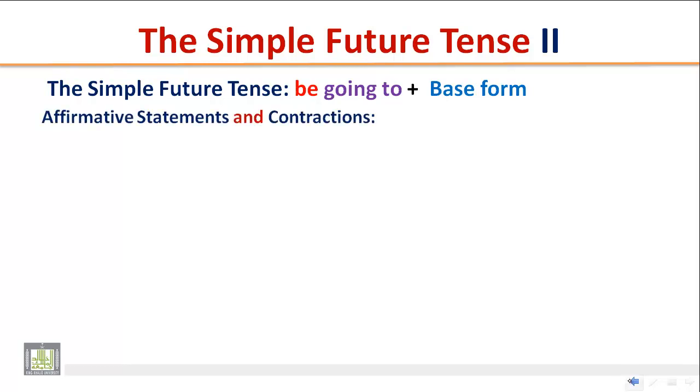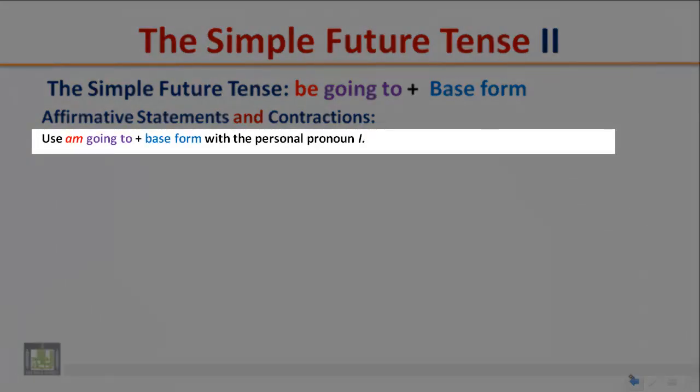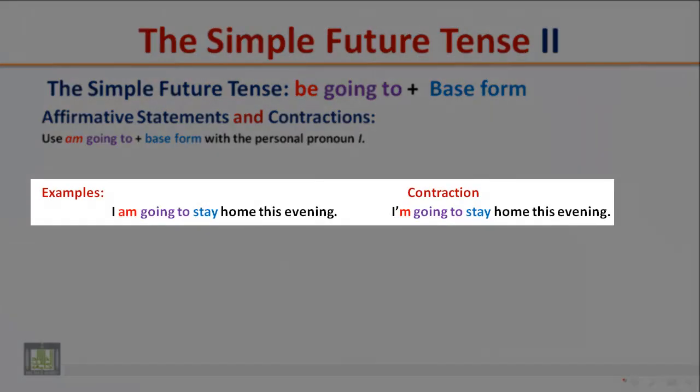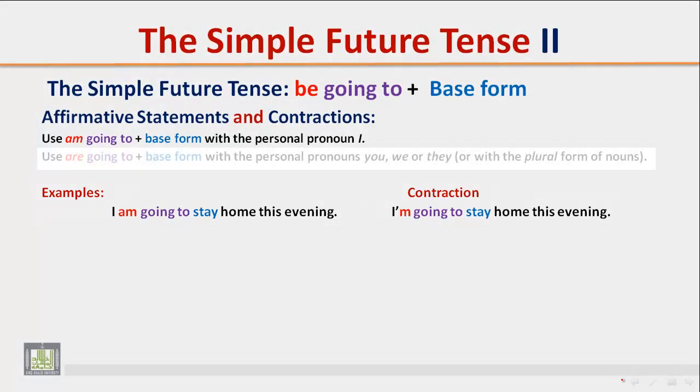The simple future tense, be going to plus base form. Affirmative statements and contractions. Use am going to plus base form with the personal pronoun I. Example: I am going to stay home this evening. Contracted form: I'm going to stay home this evening.